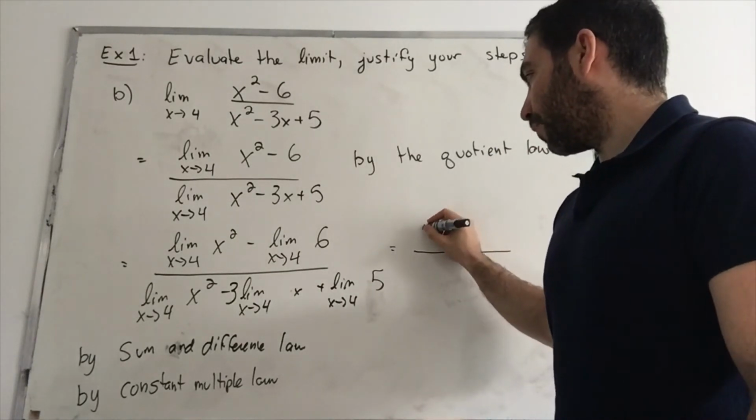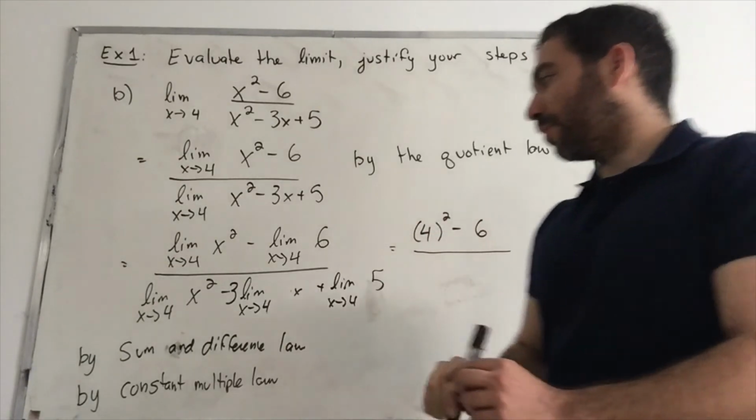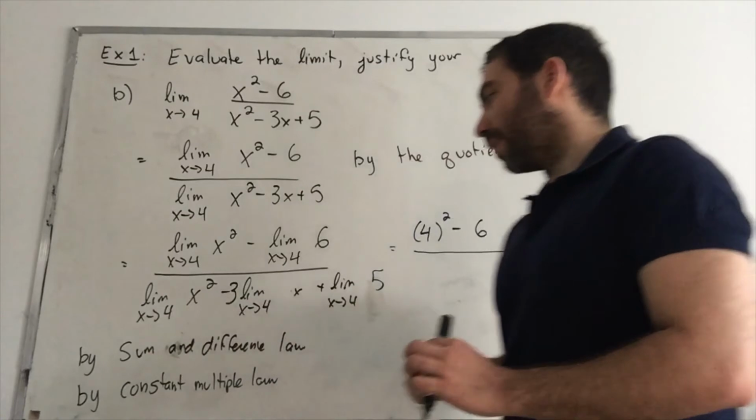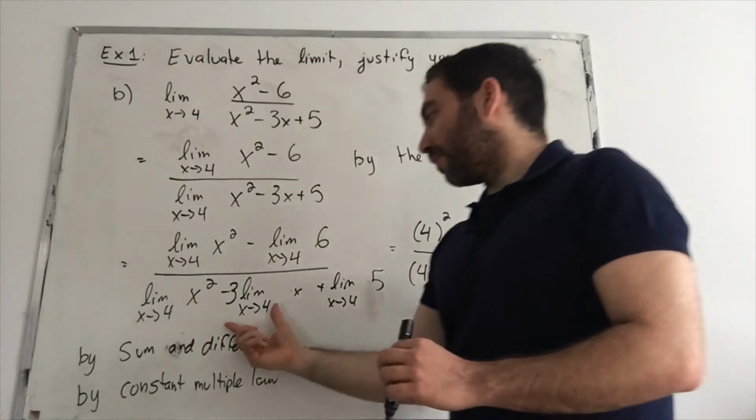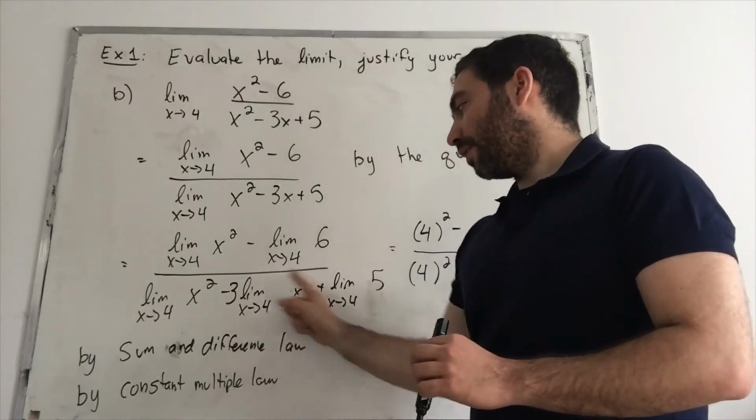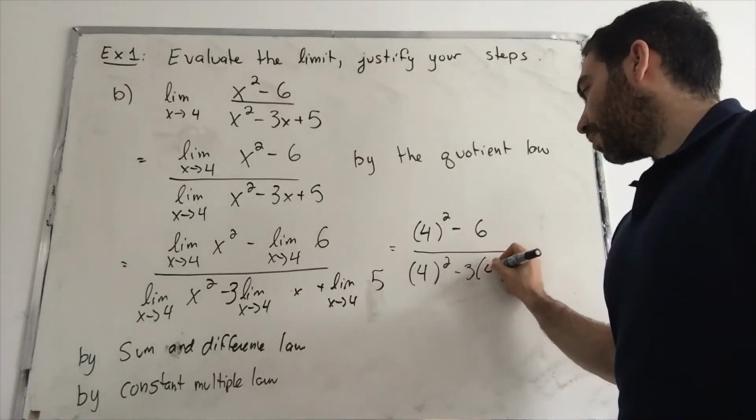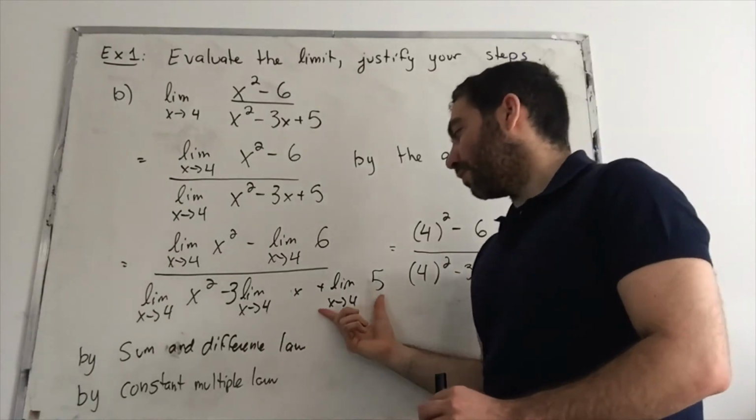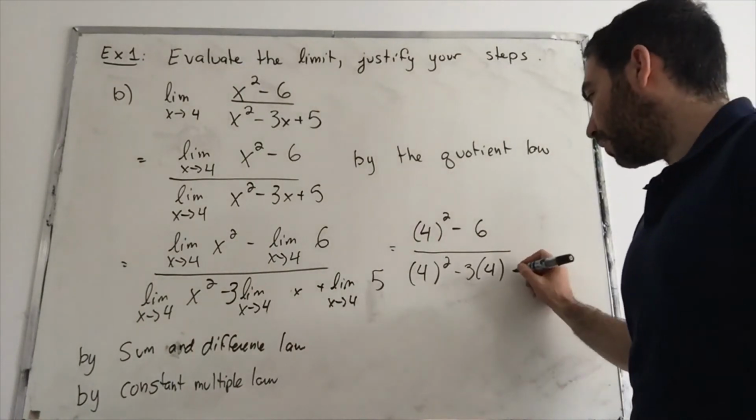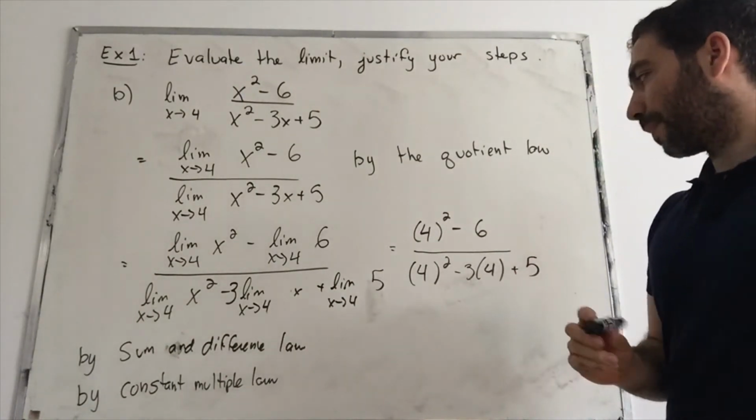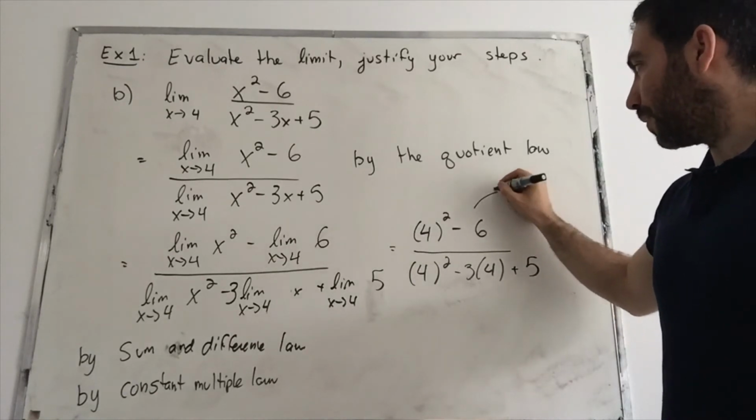We have 4 squared minus 6. And on the bottom here, we're using the power law again, giving us 4 squared. Over here, we're using the identity law, limit as x approaches 4 of just x. So we have minus 3 times 4. And over here, we're using the constant law. So limit as x approaches 4 of just 5 remains as 5. So just plus 5.